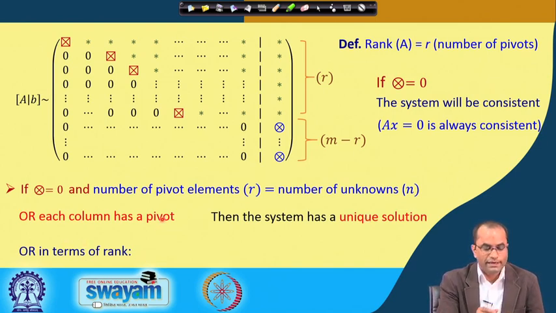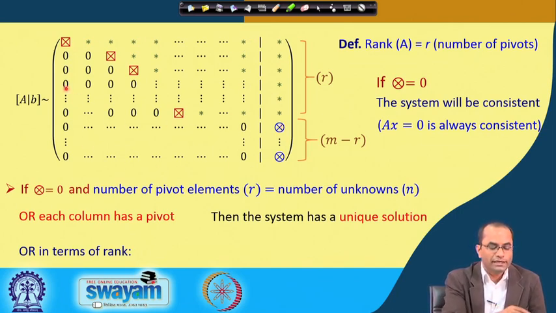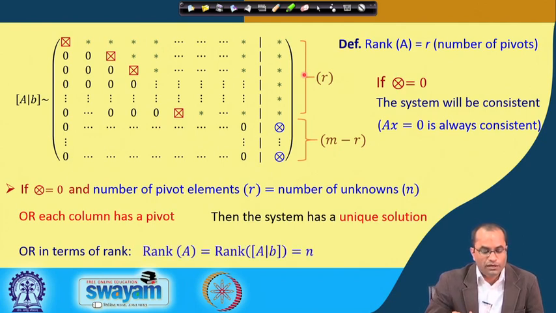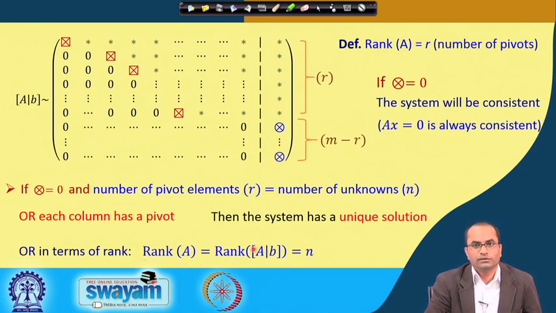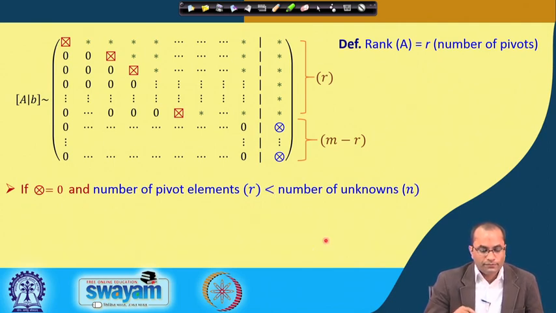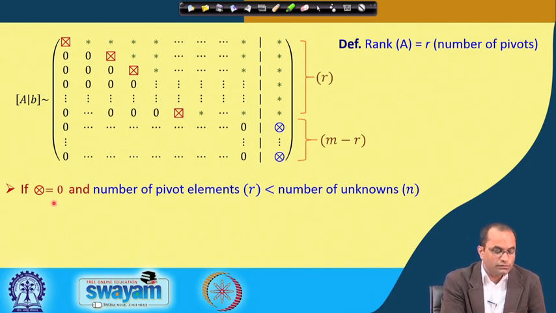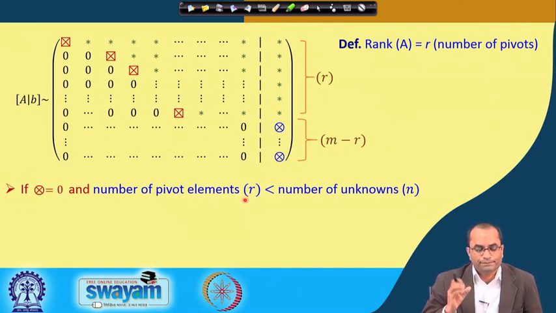In terms of the rank, if we talk about the rank of A and the rank of the augmented matrix, they will be the same now, and that is equal to this R or equal to this N. That is the case in terms of the rank, which we will later discuss in more detail. Now coming to another possibility: if this is 0, meaning we have consistency, and the number of pivot elements is less than the number of unknowns.